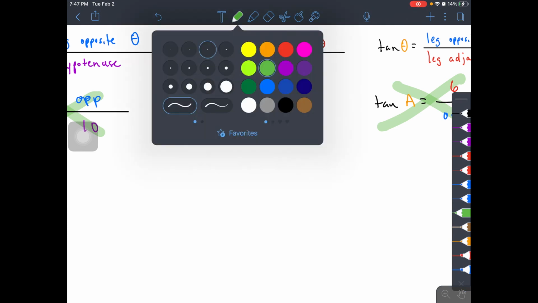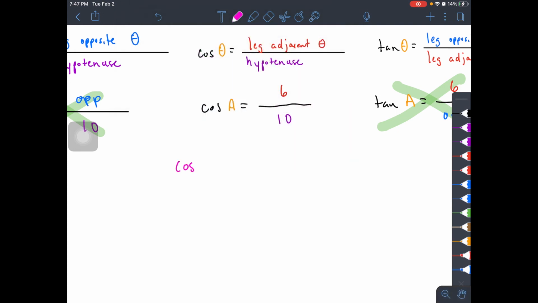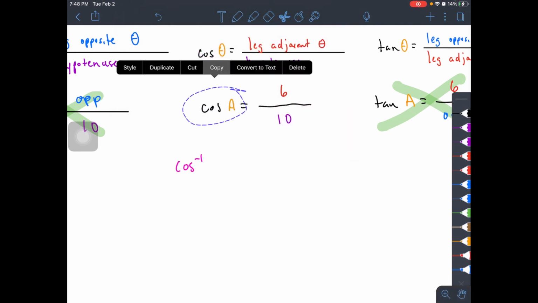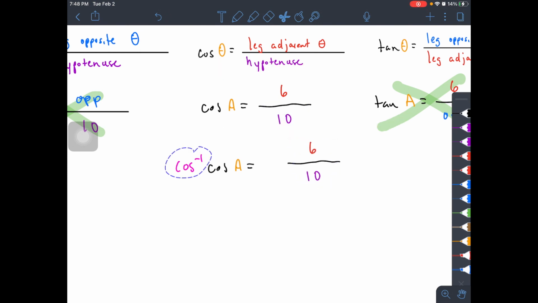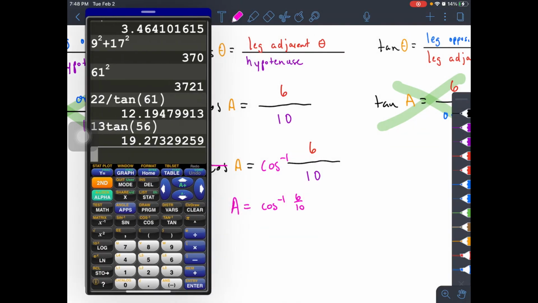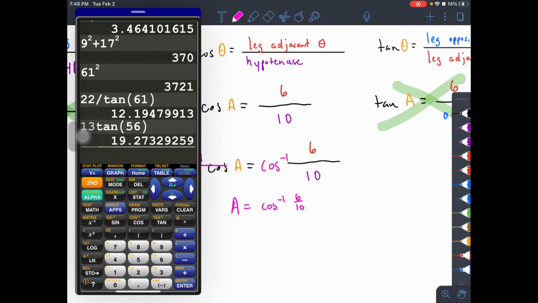It looks like this. So that's what we're going to apply to both sides. What that allows us to do then is it frees A away from cosine. All right, so then we're just left over with A. And then on the other side, we have cosine inverse of 6/10. Now obviously, again, that doesn't give us a real number that we can measure from. So we're going to go back to our calculator.